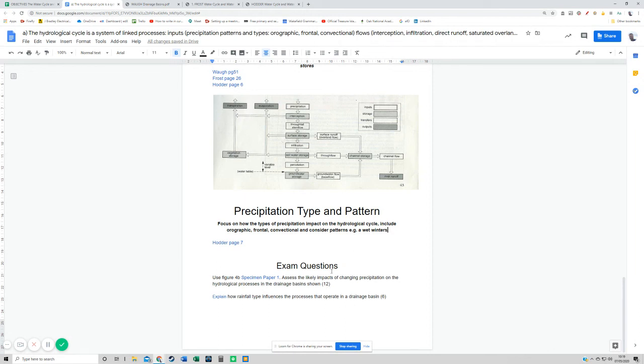There's a couple of exam questions at the bottom there, the type of thing you might face. Feel free to have a look at those. The first one is part of the specimen paper.